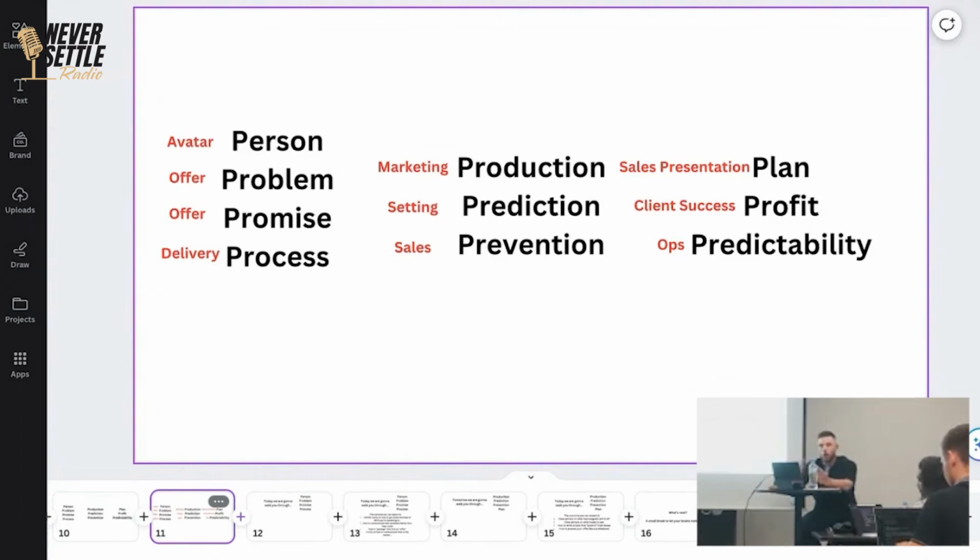And then predictability is the ops. Like, how does your operations actually make sure that you have the team, and then making sure that you know your numbers well enough to be able to predict what's going to happen next at the same time too.